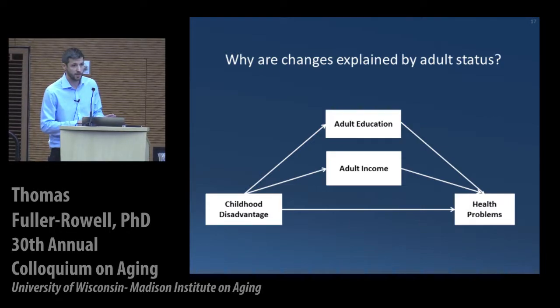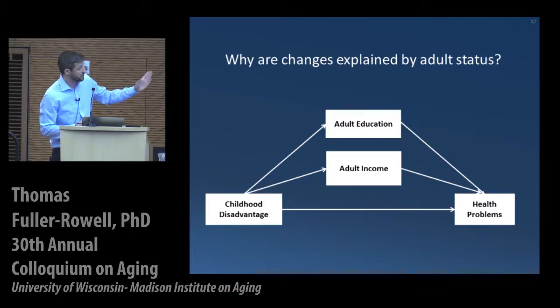But the next question is why that might be. Is it the case that childhood disadvantage is becoming a stronger predictor of adult status? If you're born into a family at the bottom, is it more difficult to obtain higher levels of education than it used to be? Or similarly for income, is it more difficult to move up the income distribution than it used to be? It could also be on the other side here. It could be changes in the strength of the association between adult status and health outcomes.